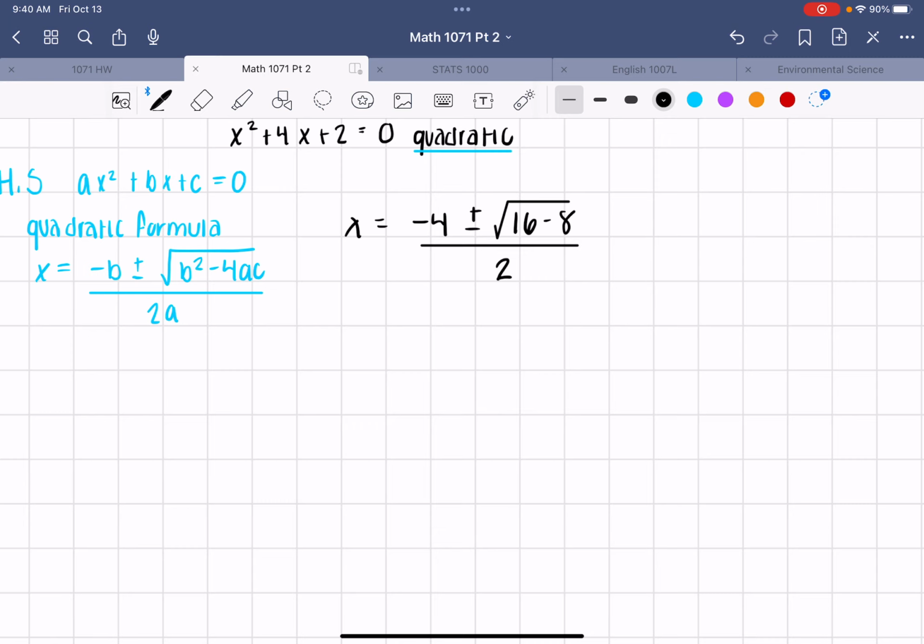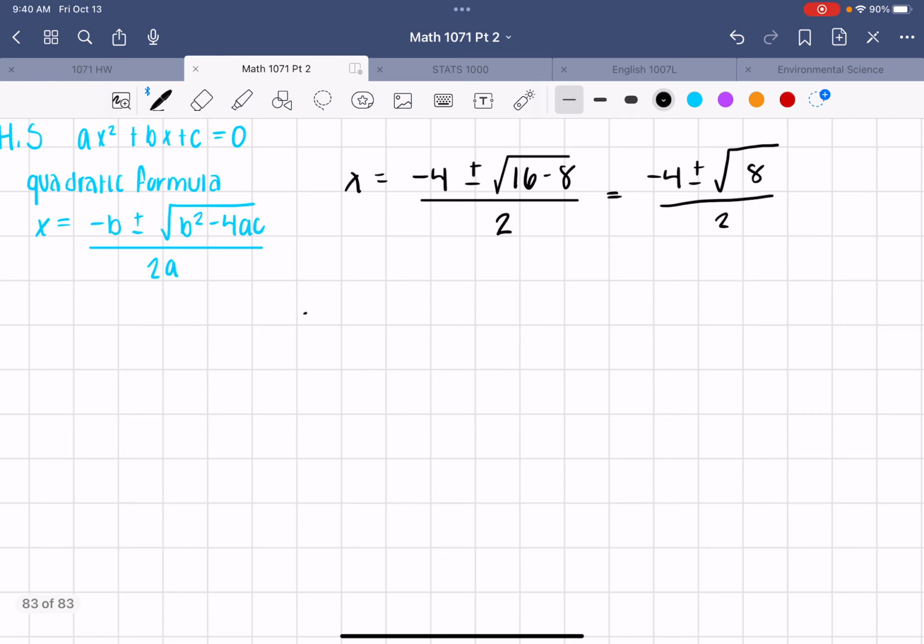8 is 4 times 2, so that's 2 root 2 over 2. So that becomes negative 2 plus or minus root 2. So that gives you 2 inflection points. At x equals negative 2 minus root 2, which is about negative 3.5, and also x equals negative 2 plus root 2, which is about negative 0.6.